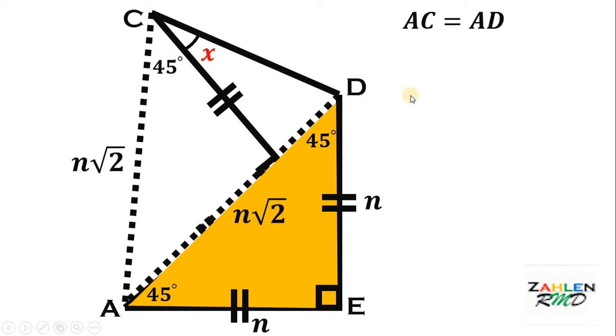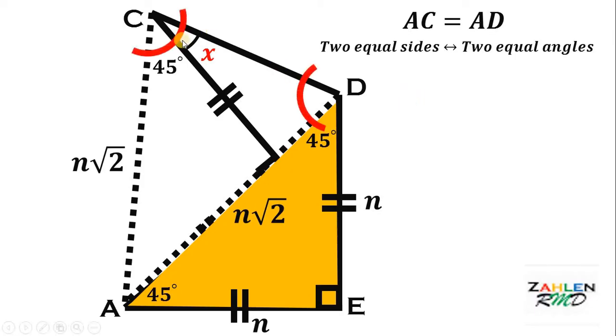Now, if we have two equal sides, it follows that we also have two equal angles. Therefore, we can say that angle C must be equal to angle D. And if angle C must be equal to x plus 45 degrees, it follows that angle D must be equal to x plus 45 degrees also.